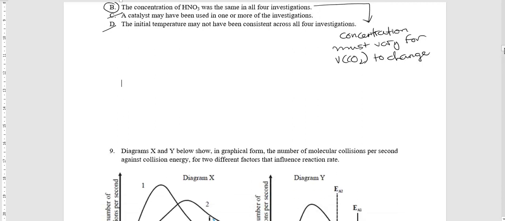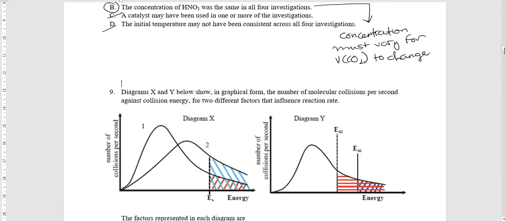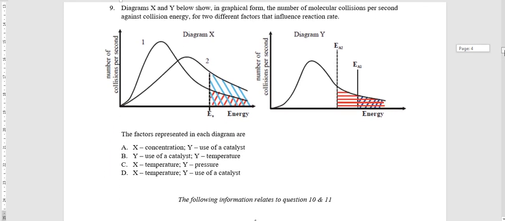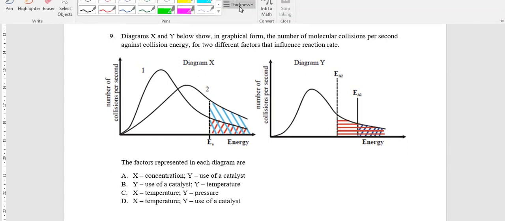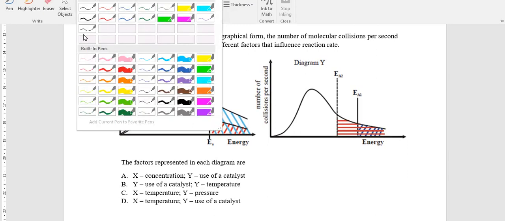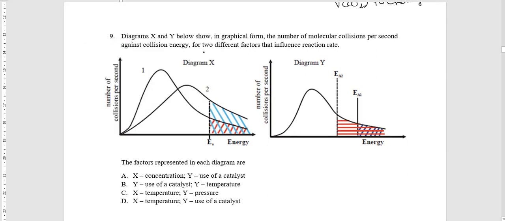Moving on to 9. I can't remember why. What is this? Okay, it is in color. You definitely won't see it. Anyway, so diagrams X and Y below show in graphical form the number of molecular collisions per second against collision energy for 2 different factors that influence reaction rate. And you need to work out what X and Y are.